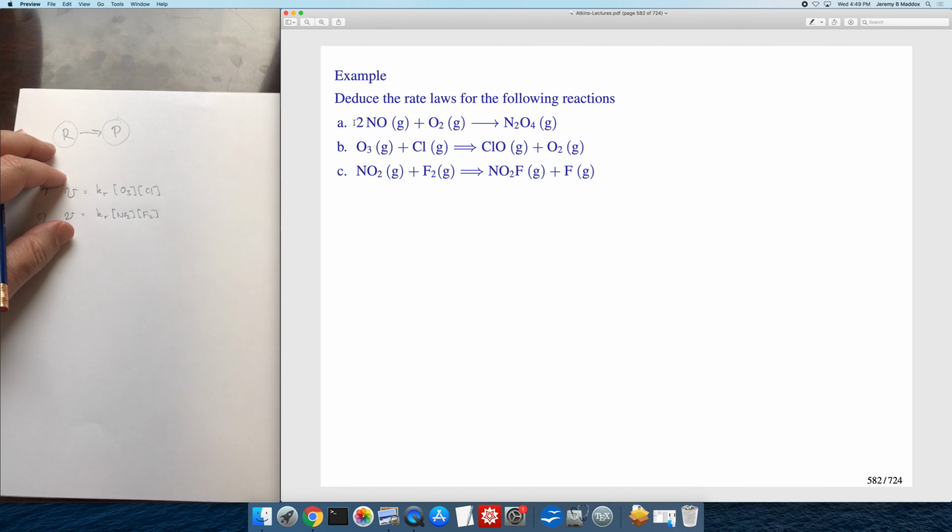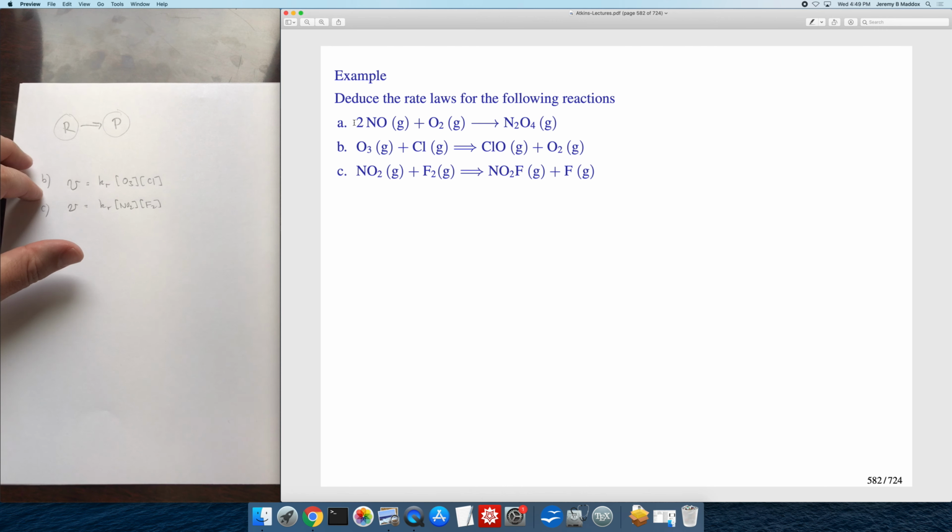So those are straightforward. We're going to do some more examples of this, looking at elementary steps and writing out the rate laws for them in this lecture.